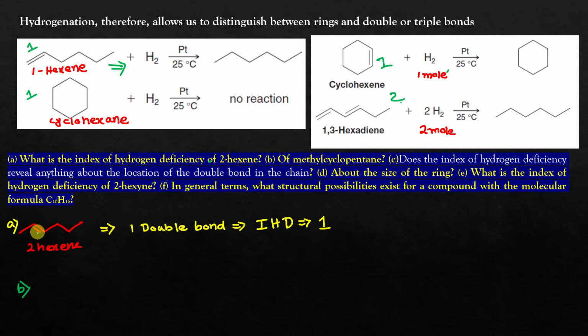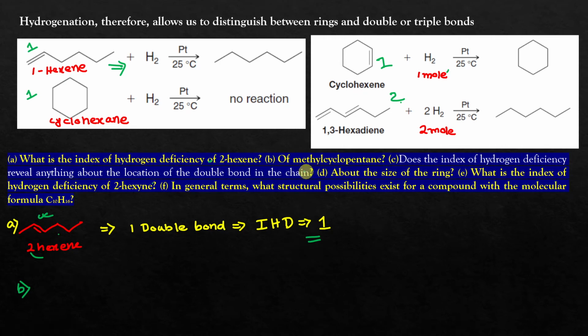You can see that this is the formula for 2-hexene. If you haven't gone through the nomenclature of organic compounds, I will give you a link in this portion where I have talked about how to do the nomenclature of different types of compounds. The name of this compound is 2-hexene, and from there you have to draw the structure of this compound. Now you can see that there is one double bond. As there is one double bond, this compound will have an IHD of 1. So this is the index of hydrogen deficiency of 2-hexene.